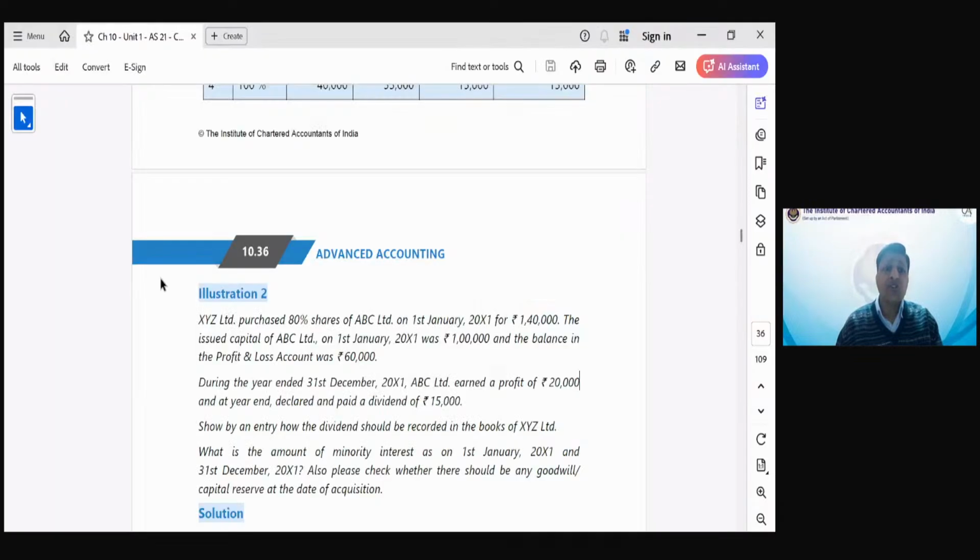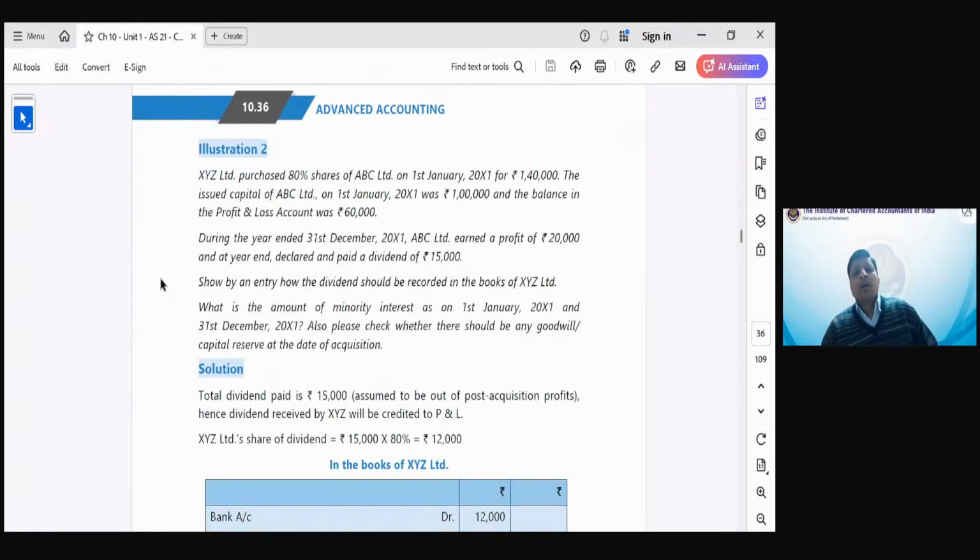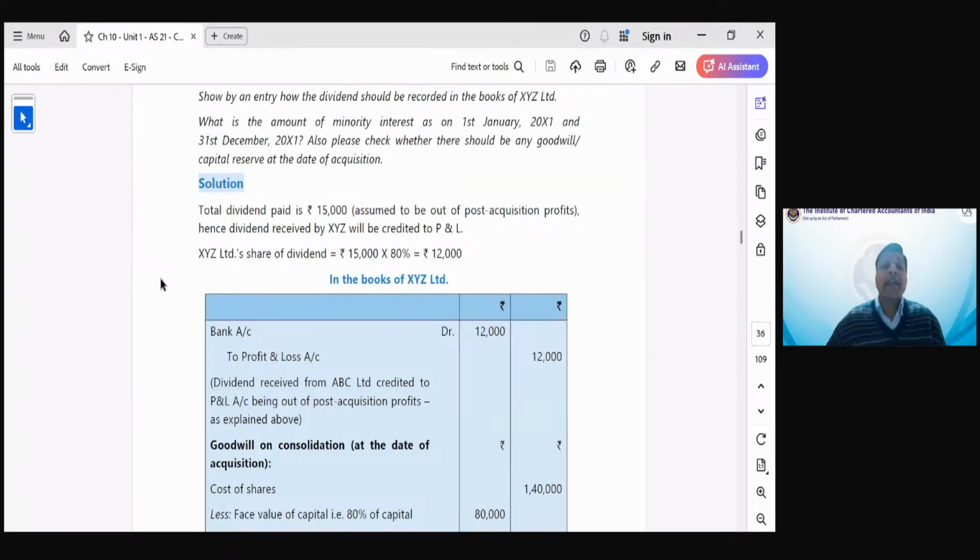Now, in this question, which company is the holding company? XYZ. XYZ will record the dividend as income. Now, what is the amount of total dividend? 15,000. Can we say this entire dividend has been paid to the holding company?